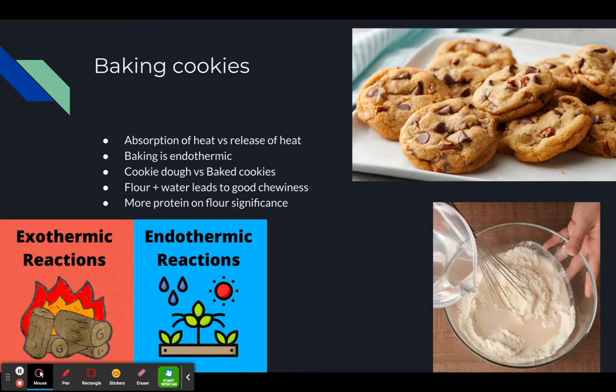As far as how cookies are shown to be tight and chewy, one good explanation is through the combination of flour and water, which is often the leading process to good chewiness. Thus, that shows what we do when making cookies, and also having more protein in the flour can also lead to more chewiness.